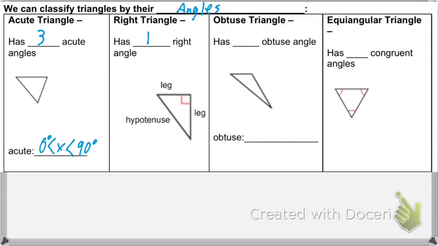We have an obtuse triangle. An obtuse triangle will have one obtuse angle. And we can see here, this angle does look to be obtuse right up there. Now, what does an obtuse angle remind me of? Fat, obese. Bigger than 90. That's how I remember it. And what is it less than? 180. So an obtuse triangle will have one angle that is bigger than 90 and less than 180.